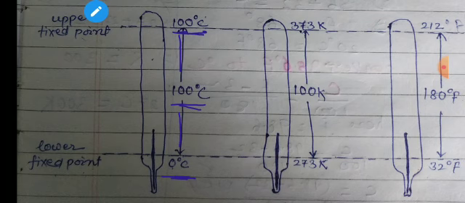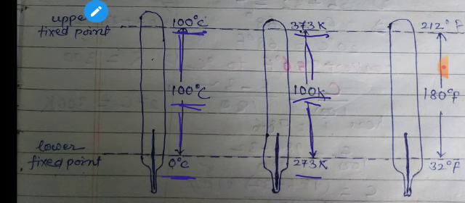Next is, students, the Kelvin scale. So, students, the temperature on the Kelvin scale is measured in Kelvin, and the lower fixed point, that is 0 degree Celsius, is taken here as 273 Kelvin, whereas the upper fixed point, 100 degree Celsius, is taken as 373 Kelvin on the Kelvin scale. Again, the separation between these fixed points is equally divided into 100 divisions on the Kelvin scale.